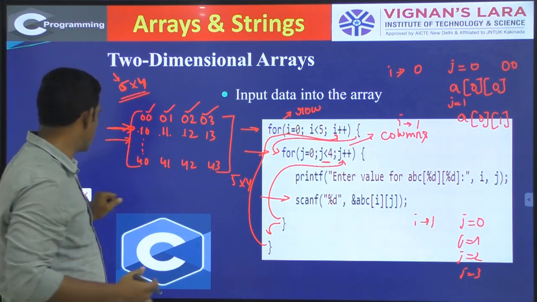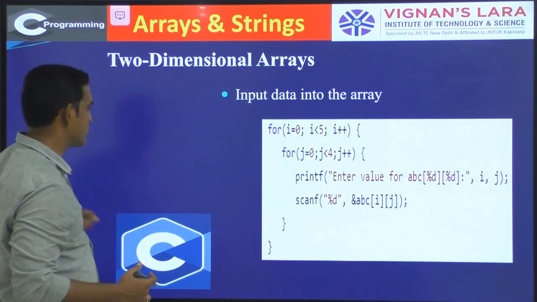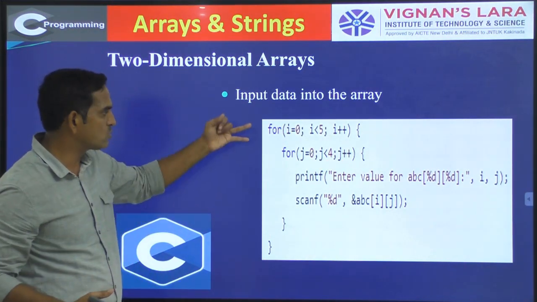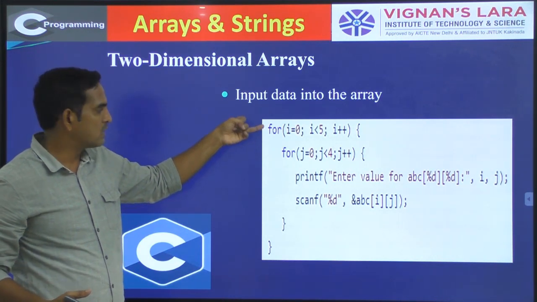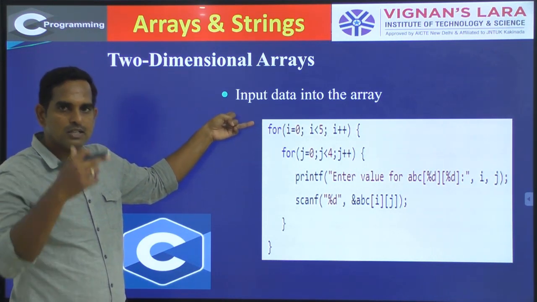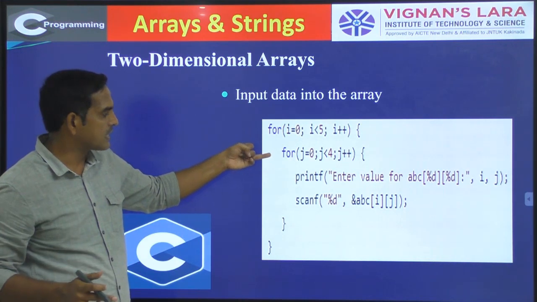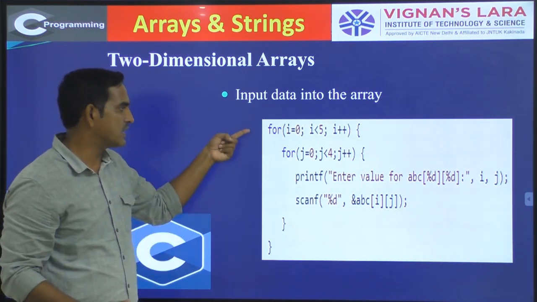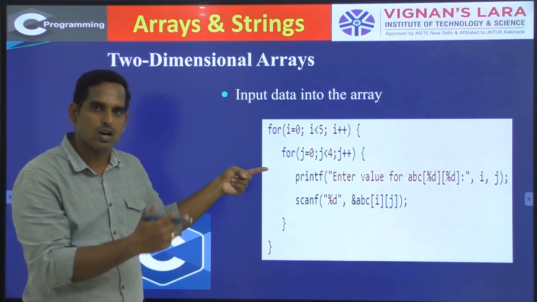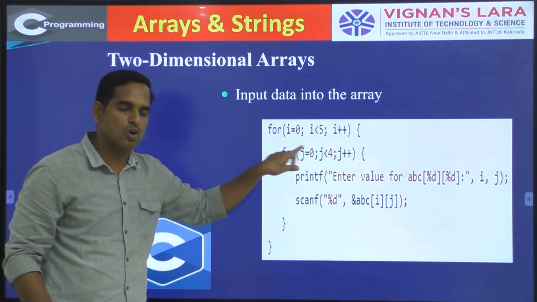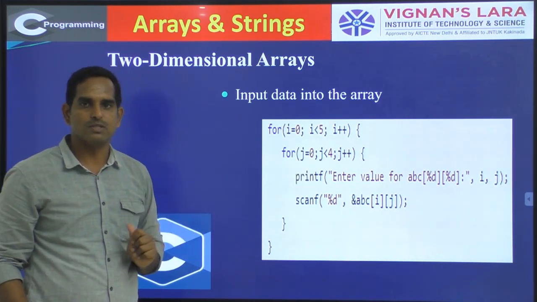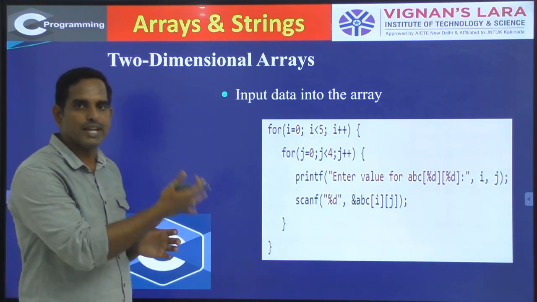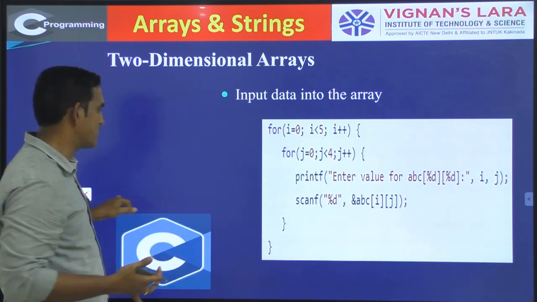So whenever I want to implement the input method for your matrix, I have to use 2 for loops. The first for loop will represent the repetition of your rows. The second for loop will represent the repetition of your columns. For each and every row, I have to repeat all the columns. That is why the inner for loop is present for your columns. Okay, this is how you take the input for your two-dimensional array.